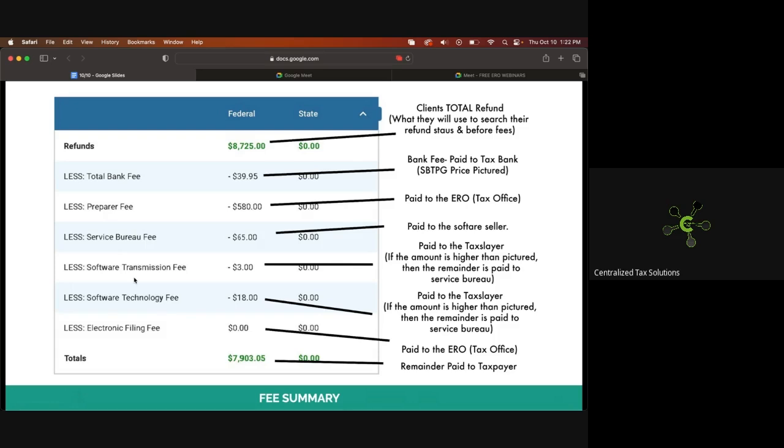So let's say you have a prepare fee. Your prepare fee gets paid the same day that the person's refund comes in, and it goes to, of course, the ERO's bank account. That's why, if you have employees, you've got to make sure whatever you do, like if you tell them, hey, I get paid every Friday, make sure you keep up with that.